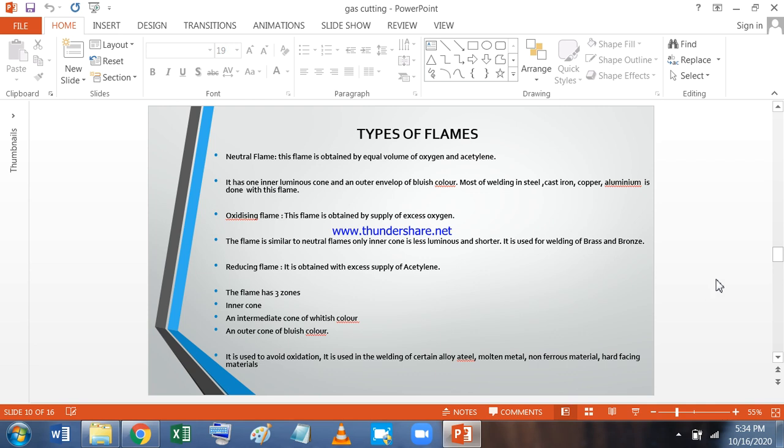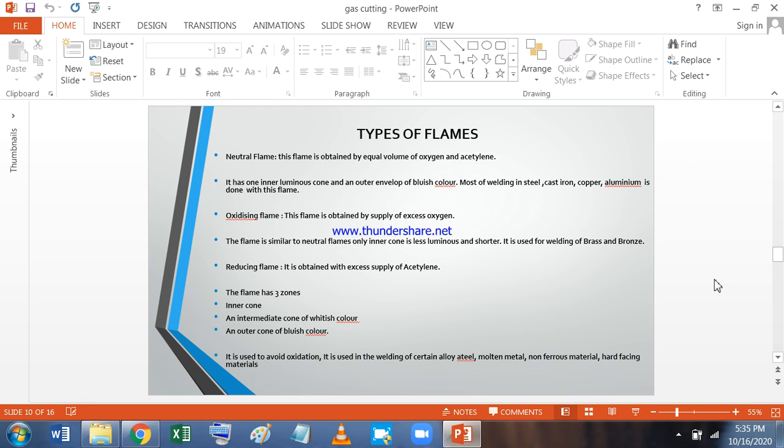Now, the gas flame has three characteristics. One is a neutral flame. This flame is obtained by equal volumes of oxygen and acetylene, or LPG. By controlling the valves that we have shown on the welding torch, we can control the volume of oxygen and acetylene. If it is equal, then we get a neutral flame. It has one luminous core and an outer envelope with bluish color. Most of the welding in steel, cast iron, copper and aluminium is done with this flame.